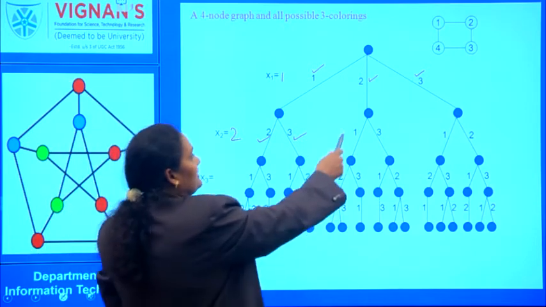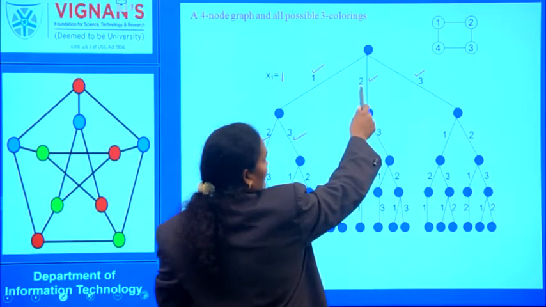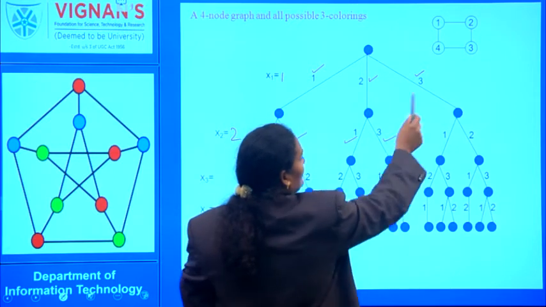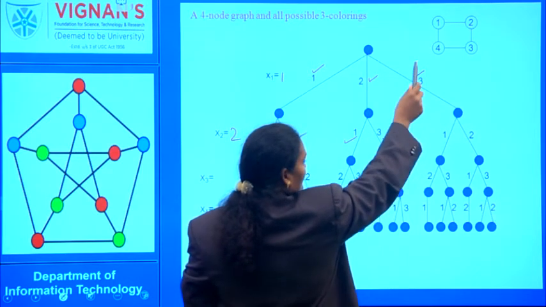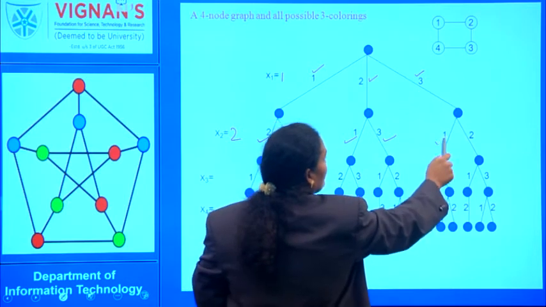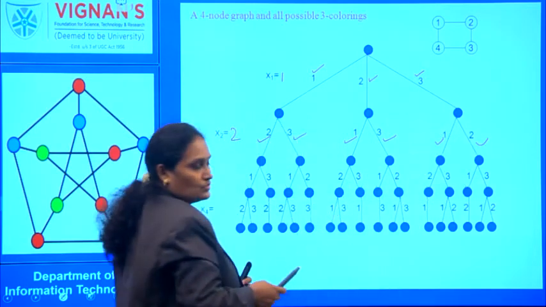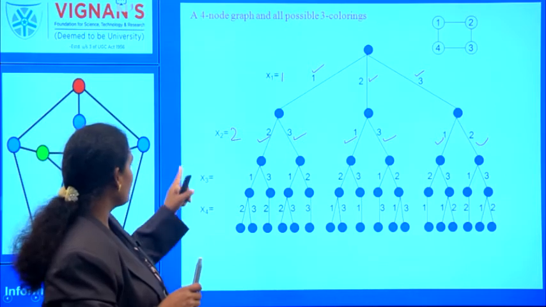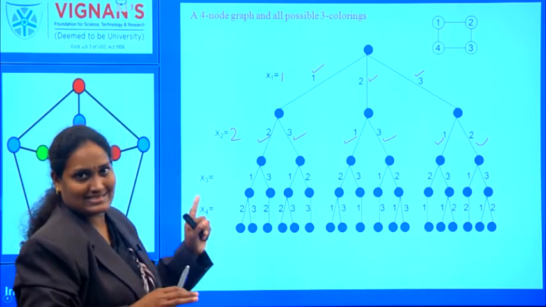If I used color 2 for vertex 1, I can use color 1 or color 3 for vertex 2. If I used the third color for vertex 1, for the second vertex I can use either color 1 or 2. Here 1, 2, 3 are color names. x1, x2, x3, x4 are vertex names.